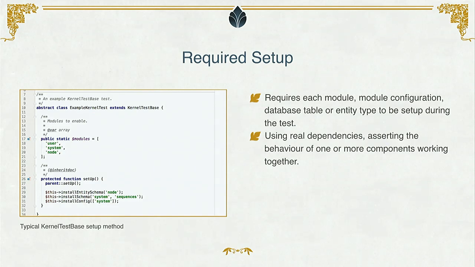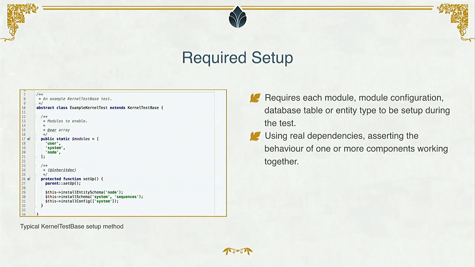But you do have to set these things up. And the reason it is so fast is because it's not doing a full end-to-end installation of Drupal. You actually instruct the test class what parts of Drupal you want installed before actually running your test code. So there's only three methods that do that, three you have to know about. And that's install entity schema, install schema, and install config.